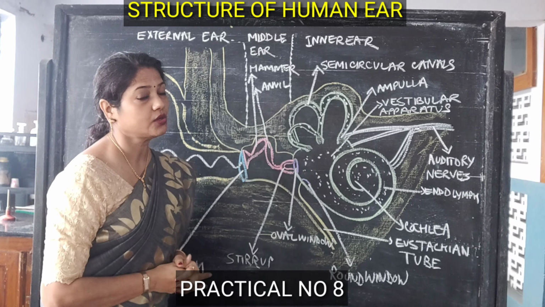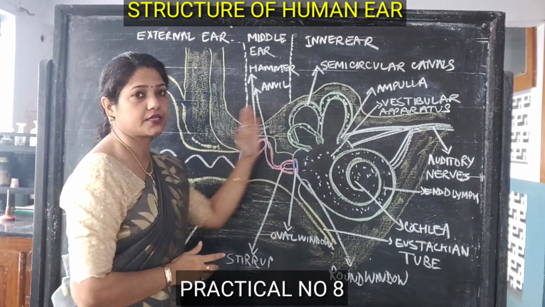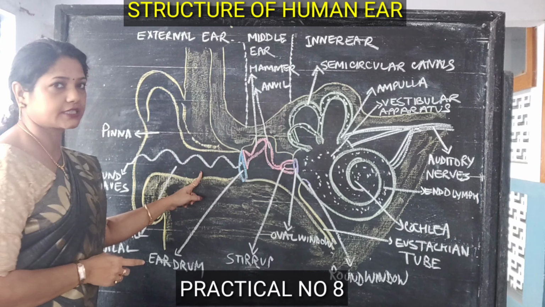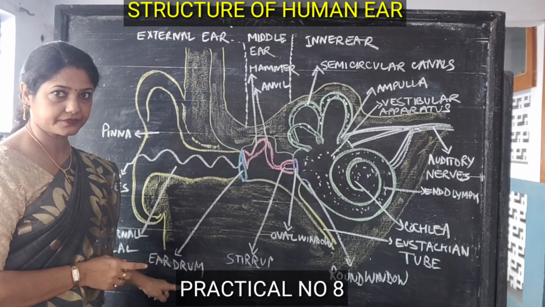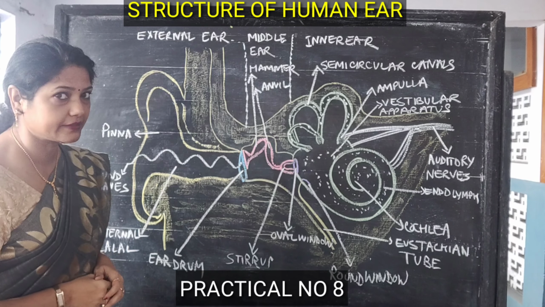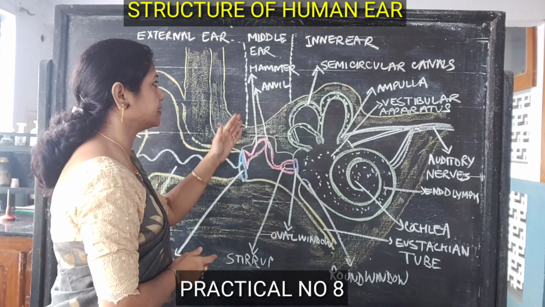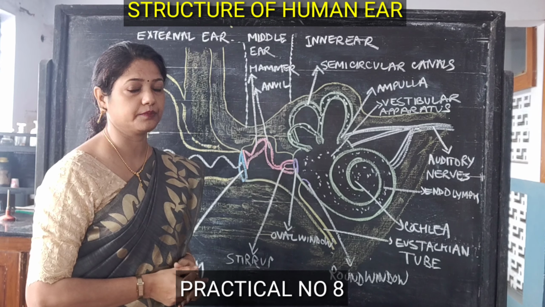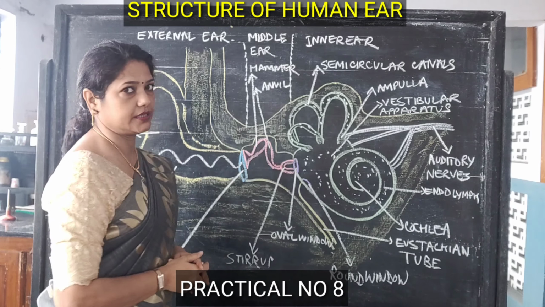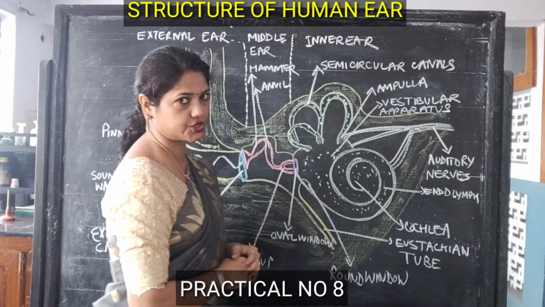Let me repeat once again what the different structures present in the three parts of the ear are. The external ear consists of the pinna, external canal and eardrum. The eardrum is also called the tympanic membrane. The middle ear consists of three bones called ear ossicles: hammer, anvil and stirrup, with other names malleus, incus and stapes. Along with it, in the middle ear, there is a tube which connects the middle ear with the throat region, which is called the Eustachian tube.